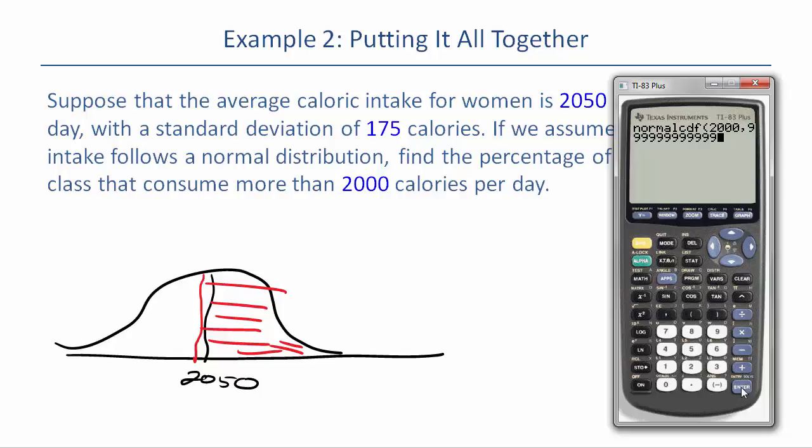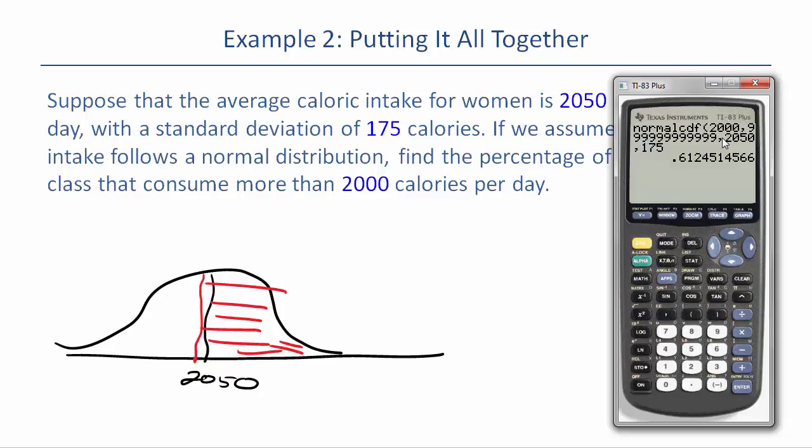All right. And then comma, the mean, and then comma, the standard deviation. And you have to calculate the z-score. What it does is it calculates it for you. If you had done just 2000, comma, all those 9s and hit enter, it would calculate it based on a standard normal of 0 and 1.